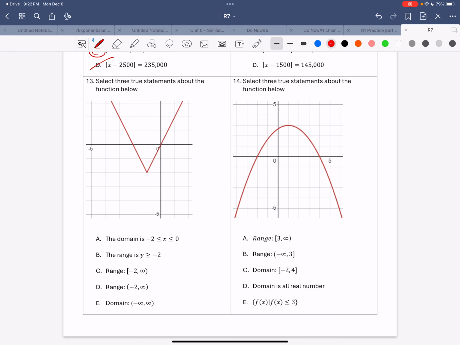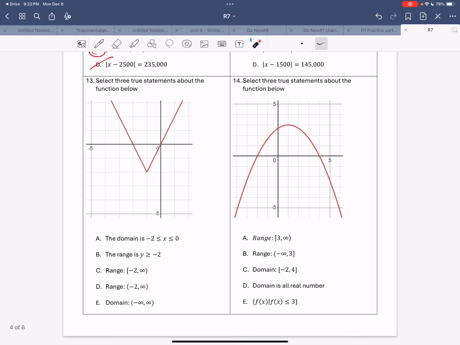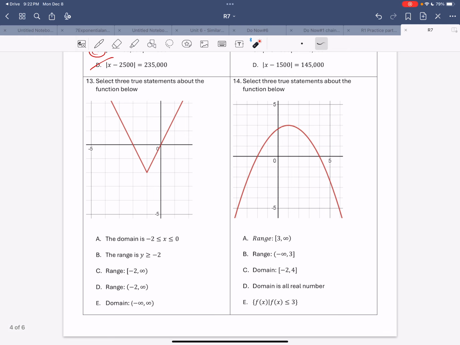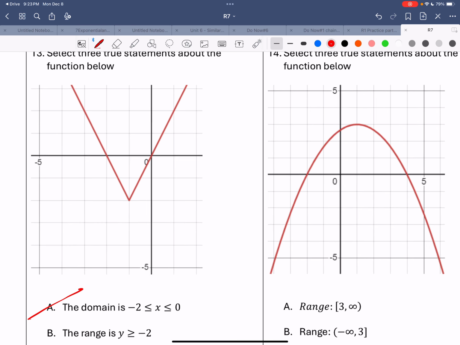Question number 13. You're going to find the true statements out of this. It can be 2, it can be 3, it can be 4. So let's do this. Now, domain is negative 2 and 0. Do you see these 2 points? That's not the domain, that's a solution, so you can cross it out. Domain is negative infinity to positive infinity. That is correct. Now let's talk about the range.